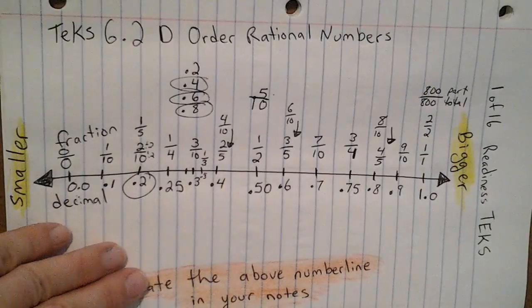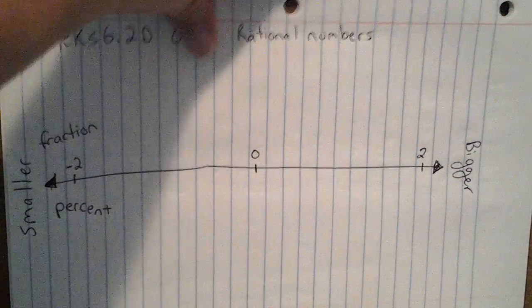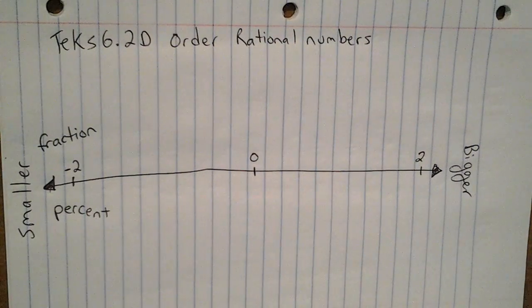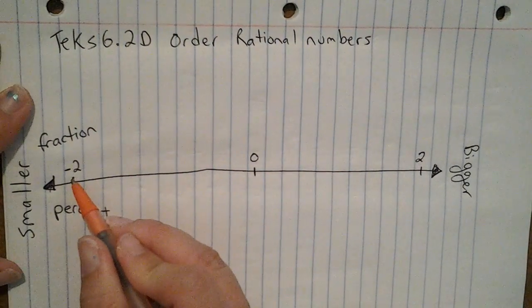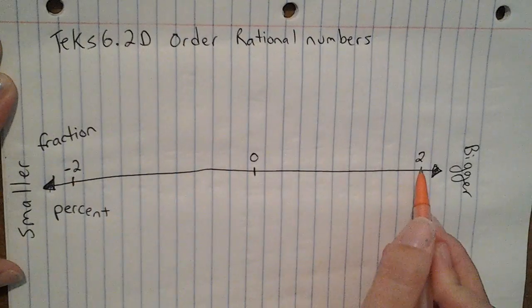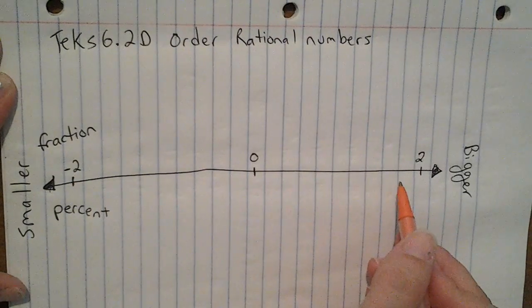So then let's look a little bit further and look at negative numbers, because rational numbers do include negative numbers, fractions, decimals, percents, all that information. So here we go. I've already started this number line with a -2 here and a +2 here.